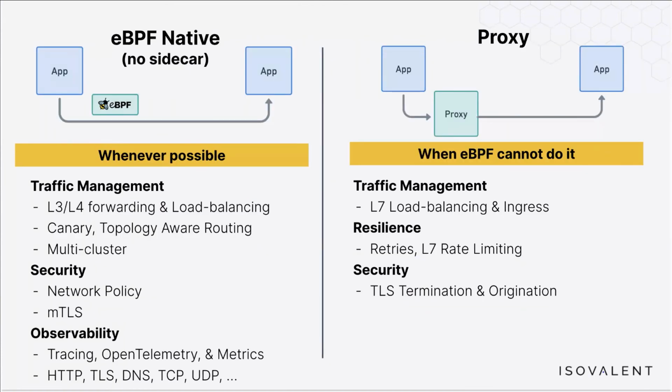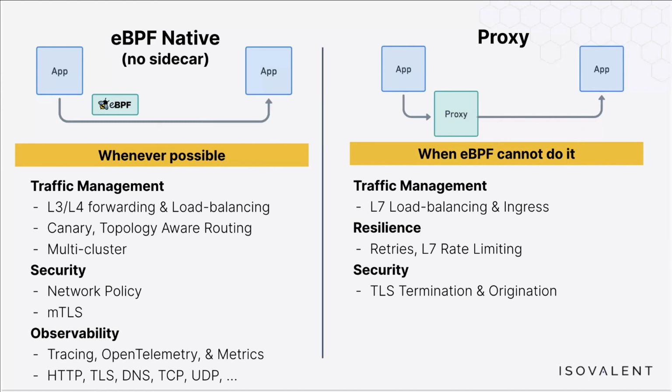So with the eBPF-native solution without sidecar, where possible, we provide traffic management for layer 3, layer 4 load balancing, canary rollouts, topology-aware routing, either with or without cluster mesh, and security for network policies. mTLS is on the roadmap for 1.13. We cannot do that at the moment, but that's on the roadmap. In terms of observability, using eBPF, we can leverage tracing, OpenTelemetry. We can have all the HTTP, DNS, TCP, UDP observability with Hubble Metrics, and expose them to Grafana to get golden signals for your application and to see how your application is performing, all based on eBPF.